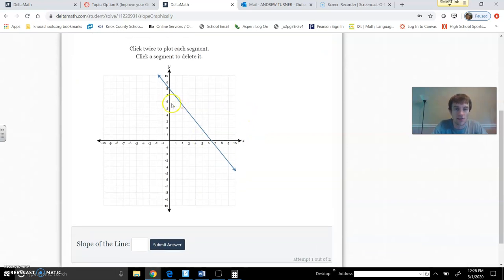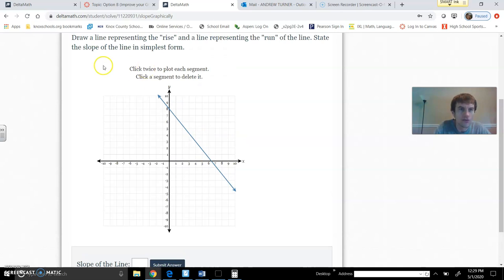It's wanting me to talk about the slope of this line. And it looks like it says click twice to apply each segment and then click a segment to delete it. It says draw a line representing the rise and a line representing the run of the line and then state the slope. So it looks like it goes down, maybe I'll go all the way to here, -2. And then it goes all the way over also to 8 here. So I'm going to show 2 lines there.